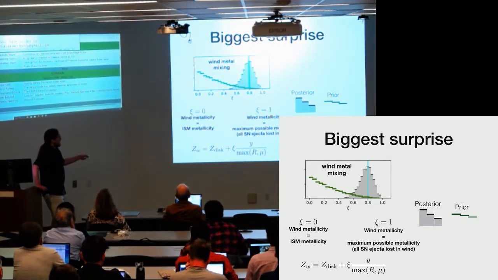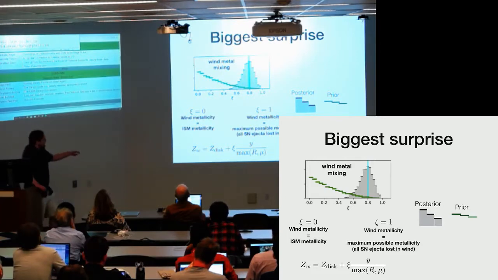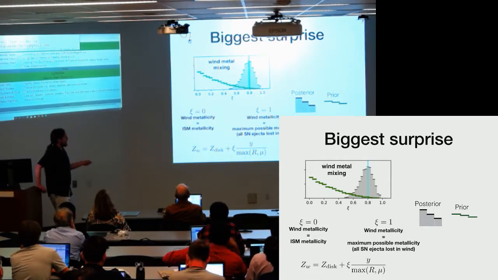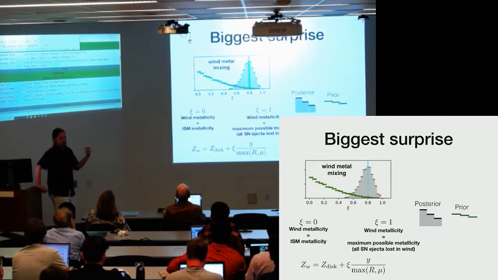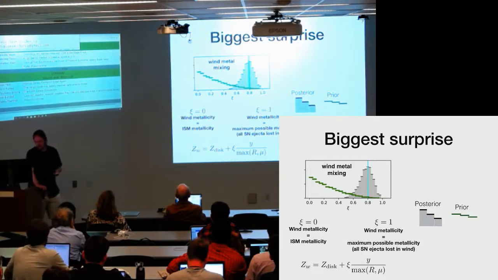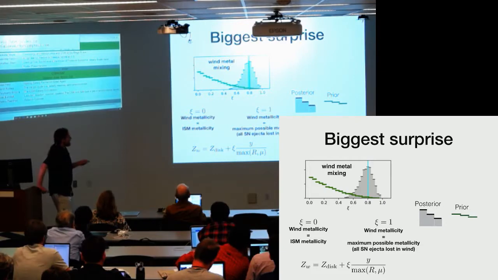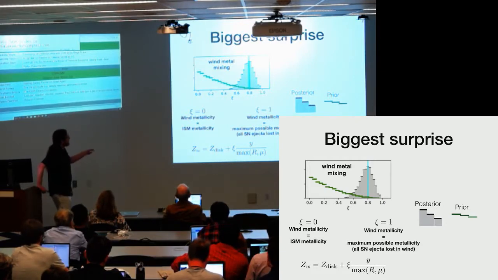It's this parameter I call xi. I don't think anyone else uses it, but I recommend that people do. When you're setting up a model like this, you need to determine what the wind metallicity is. There's a minimum value and a maximum value, and xi just interpolates between them. 0 is what people usually assume, which is that the wind metallicity is well mixed with the ISM. And 1 is basically all supernova ejecta going into the wind and never coming back. That's not ideal for enriching galaxies or anything. So that's why my prior is focused towards 0.